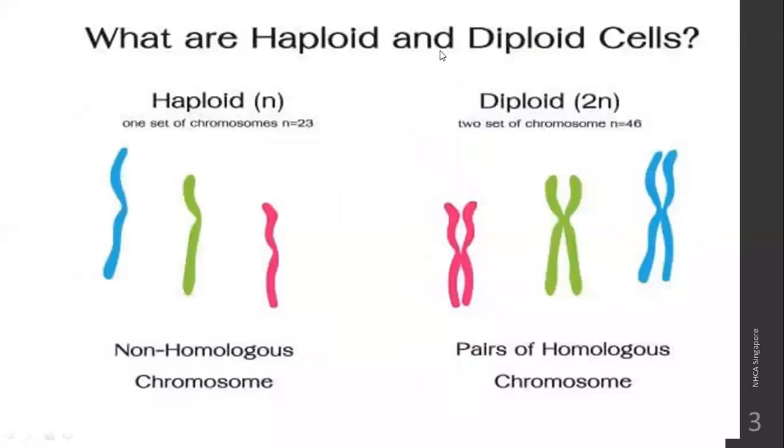So what are the haploid and diploid cells? Haploid cells have one set of chromosomes, n equals 23. Diploid cells, you can see here the chromosomes which have both these strands. So two sets of chromosomes are there. In total, the number of chromosomes humans have is 46. So if you just take one part of it, in some genetic conditions like trisomy 21, can anyone say what is the other name of trisomy 21?